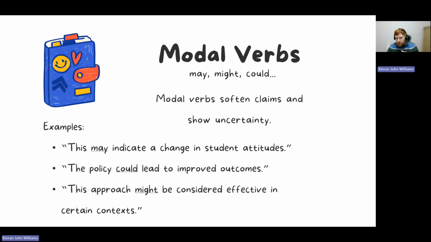So our first option, and one of the most common options here, is modal verbs. Modal verbs like may, might, could help to soften your claims. So instead of saying this indicates a change, you can say this may indicate a change. This shows that your conclusion is possible, but not certain. Using modal verbs is a simple, effective way to make your writing more cautious.